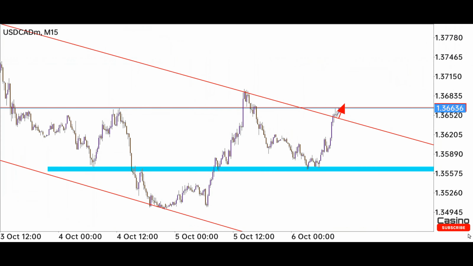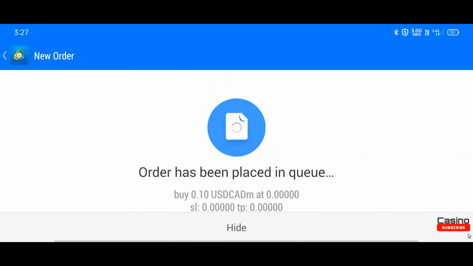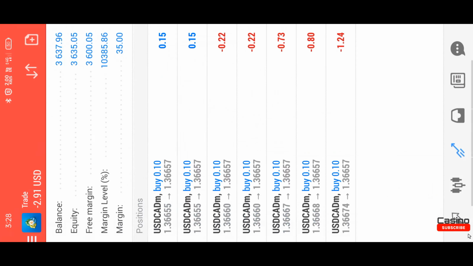I am placing the trade now. This is the right time to place the trade. I'm keeping the lot size as much as before, by which we are following proper risk. Flow like water, so I'm going mainstream.